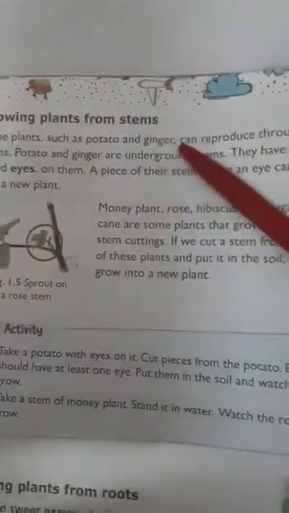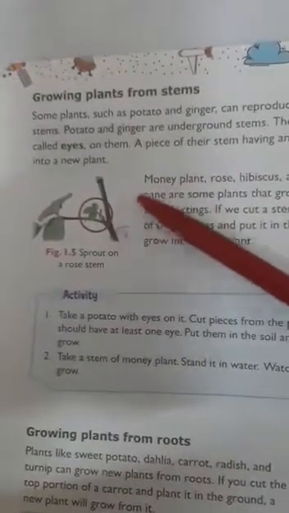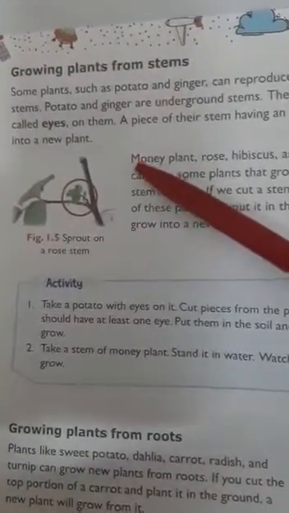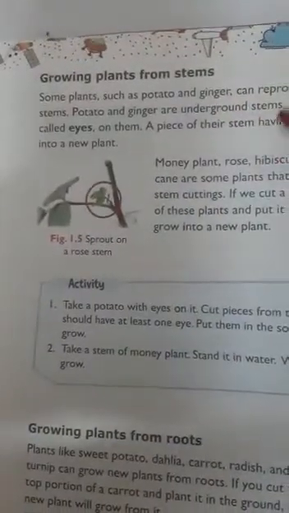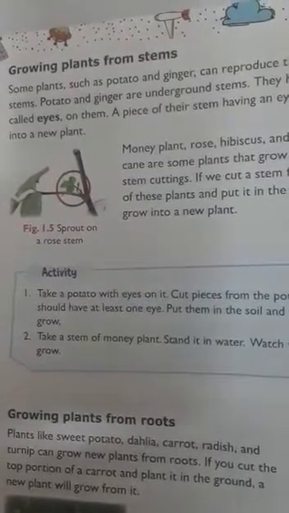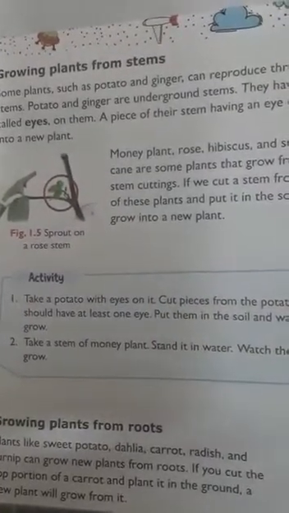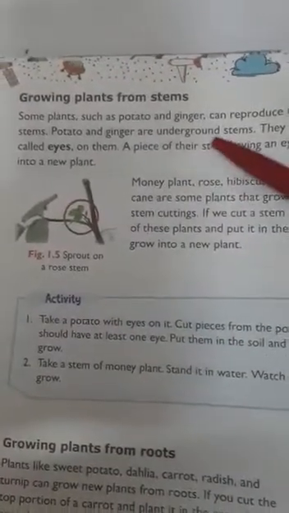Growing plants from stems. Okay, just now you have seen growing plants from seed, and in that you have seen example apple tree, and the parts of a seed also you have seen. So some plants grow from stem. As we have seen, plants reproduce through seed, stem, root, leaf. Okay, so now we will see growing plants from stems.